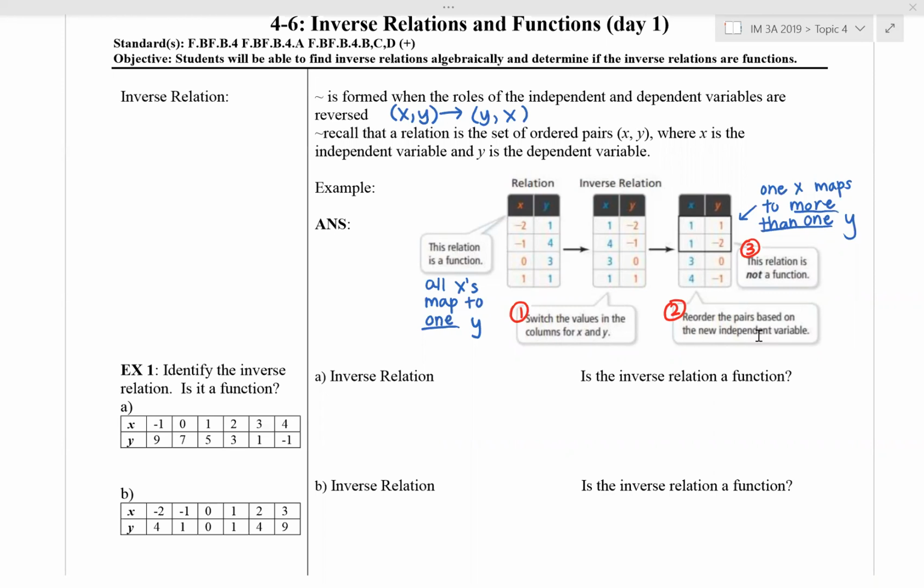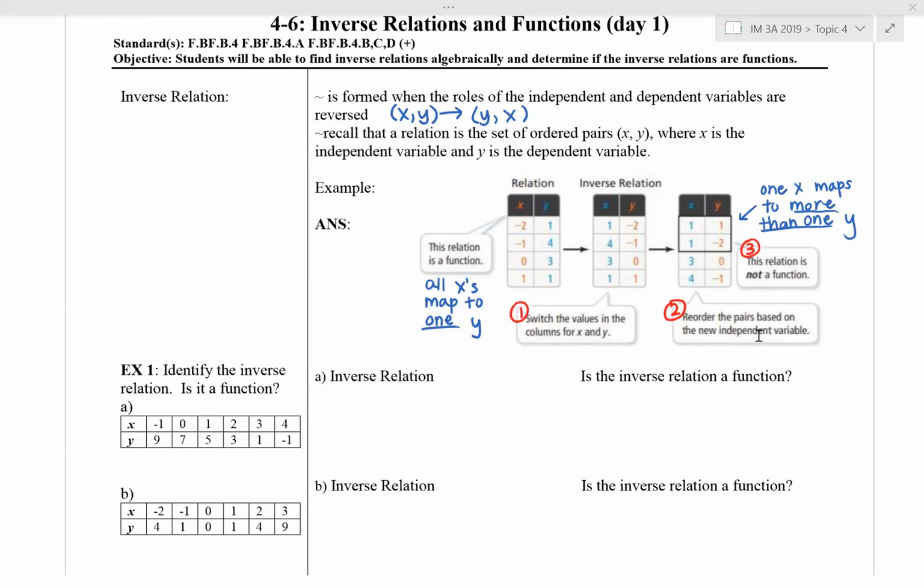So we're starting with the definition of an inverse relation, which is that an inverse relation is formed when the roles of the independent and dependent variables are reversed. So recall that a relation is a set of ordered pairs x, y, where x is the independent variable and y is the dependent. So that means that in the inverse, we switch the roles of x and y. So the point x, y in the original relation is the point y, x in the inverse relation.